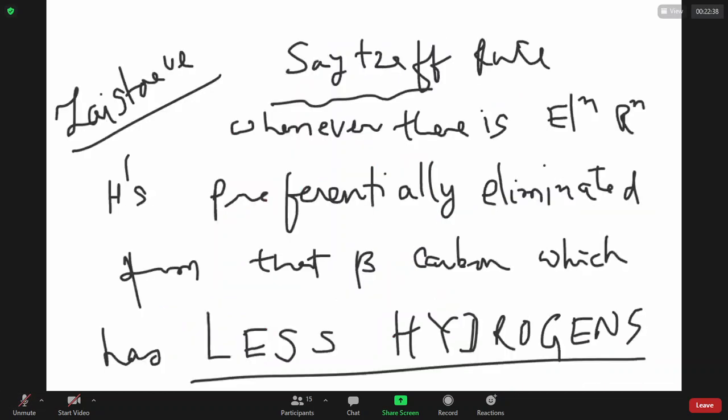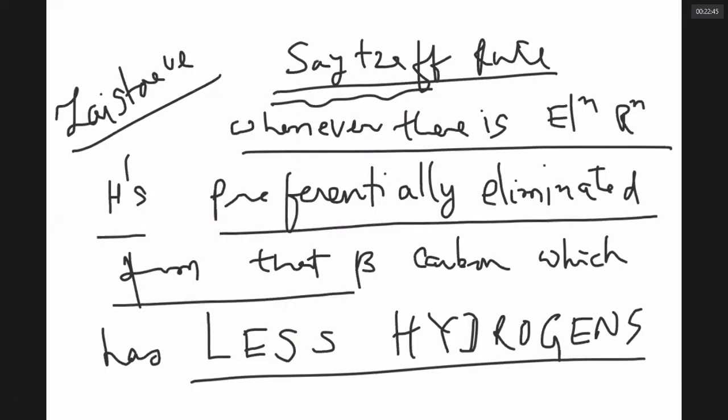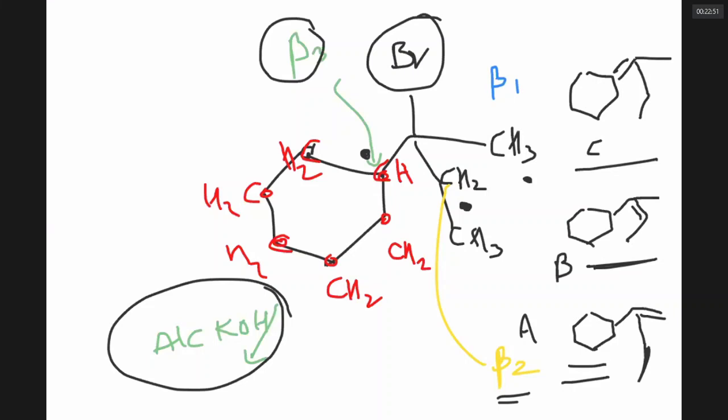The rule, Saytzeff's rule, says that whenever there is an elimination reaction, hydrogen is preferentially eliminated from that beta carbon which has fewer hydrogens. So in this case, this beta 3 carbon has fewer hydrogens, so it gives the major product. Are we clear, sir? It is a standard IIT question.